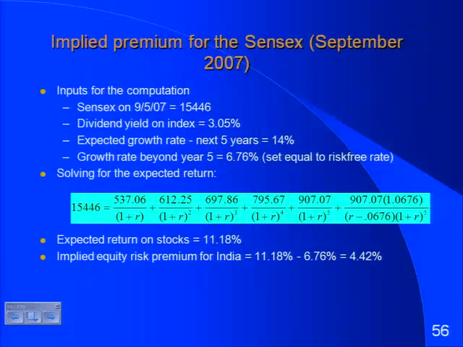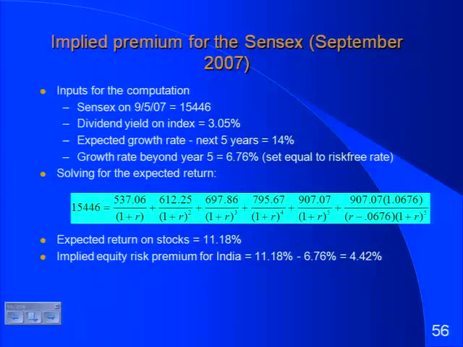Now, one of the nice things that I like about implied equity risk premiums is think of the inputs, the data you need to get an implied premium. You need the level of the index today, right? You need the cash flows last year, dividends, buybacks. And you need an expected growth rate, at least for the short term, in earnings and cash flows.